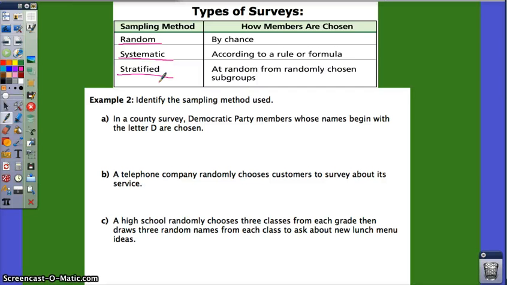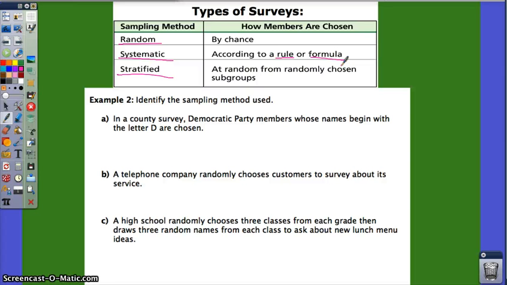Systematic would be according to a rule or a formula. Maybe you say every person with the first name starting with an A. Or maybe you say every 10th person who enters the school. But you pick a rule and you stick to it. You only ask those. And then the third way that's good is stratified.